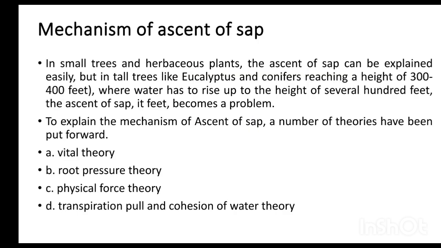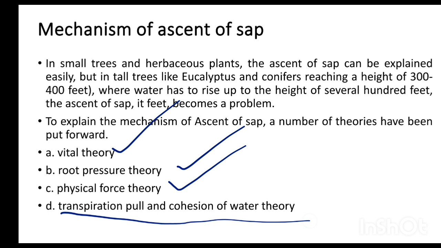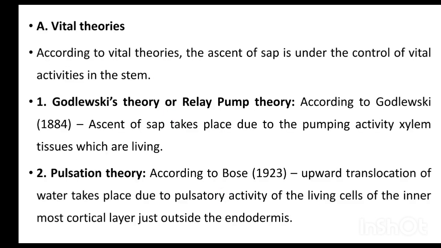After that, what is the mechanism behind this ascent of sap? To explain the underlying mechanism, a number of theories have been put forward. At first, vital theory, next root pressure theory, physical theory, and finally transpiration pull and cohesion of water theory. The first theory is the vital theory. According to vital theories, ascent of sap is under the control of vital activities in the stem.